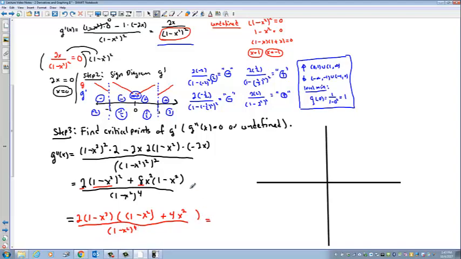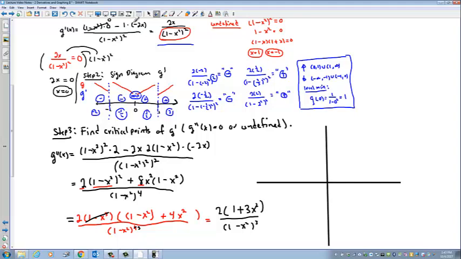All right, so now what happens? Well, we can cancel off some of this. One of these will cancel with one of these, and so it'll leave us with 3 of those. And so we'll have 2 times, and then you have a minus x squared plus a 4x squared, so you get 1 plus 3x squared. And then I'll divide it by 1 minus x squared quantity cubed. So there's my second derivative.